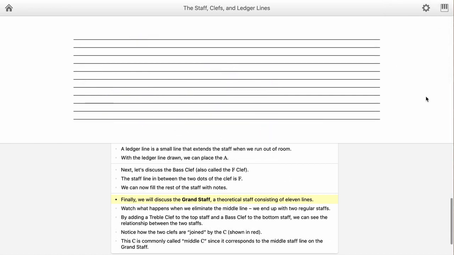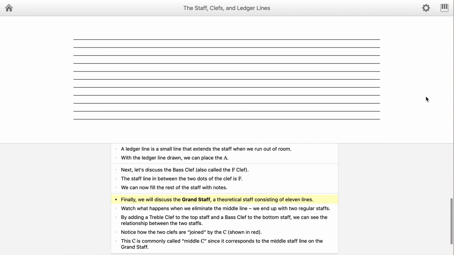This leads us to discussing something called the grand staff. It's a theoretical staff consisting of 11 lines. The reason we call it a theoretical staff is because we would never actually really use it. Can you imagine trying to read your music, playing a song with all of these lines and spaces, and having to figure out the letter names of the notes and which fingers to push down all in an instant so you could play the song? It would be practically impossible.